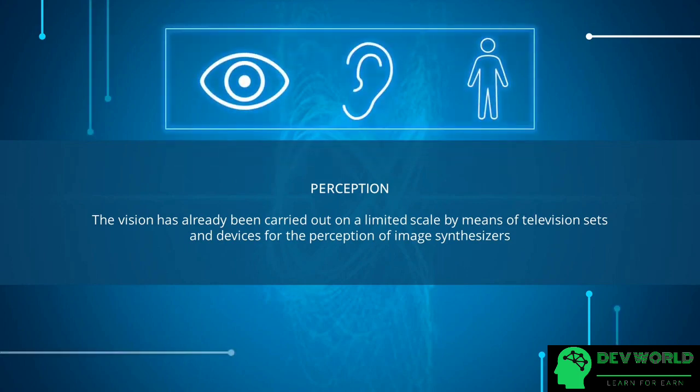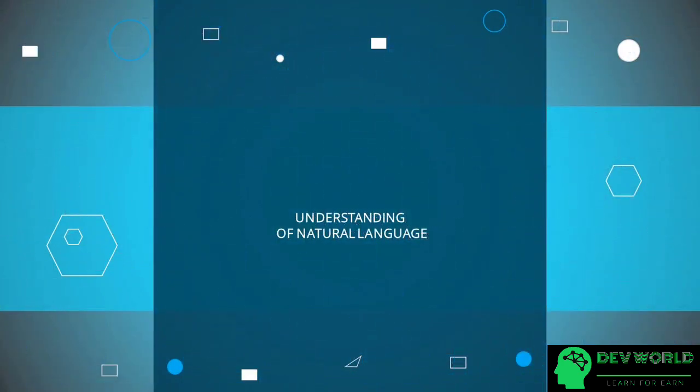Perception. The machines will be able to react to the environment and influence it through sensors and interaction devices with the outside. Vision has already been carried out on a limited scale by means of television sets and devices for the perception of images, and synthesizers that allow the computer to communicate through spoken language on the output and not written, as has been done before. Now this was just one of the examples.